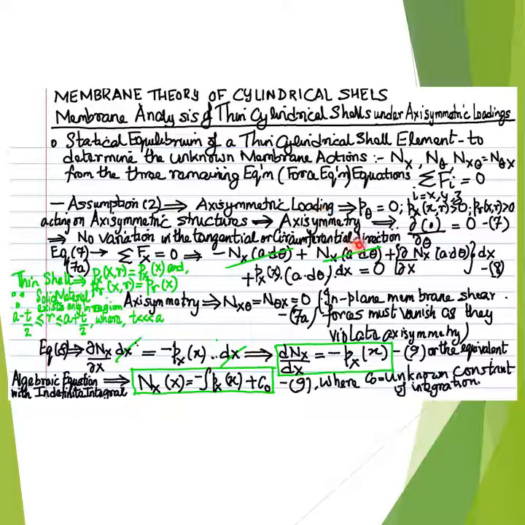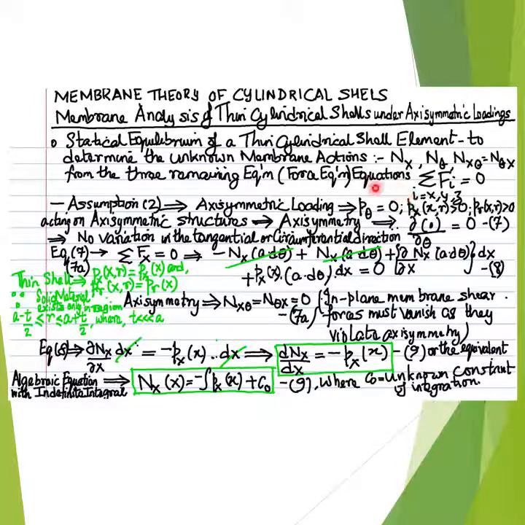Based on physical reasoning or engineering intuition, the assumption number 2 of axisymmetric loading, that is, the axisymmetry of external loads acting on the differential thin cylindrical shell element, implies that the tangential or the circumferential loads must be zero.